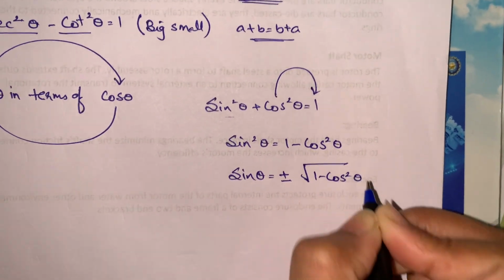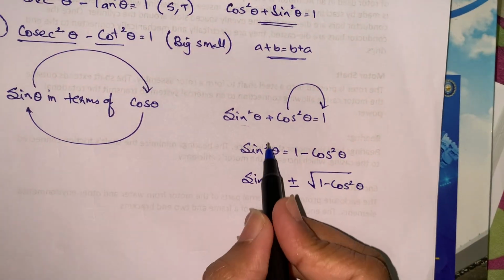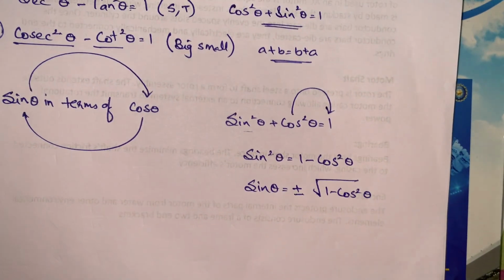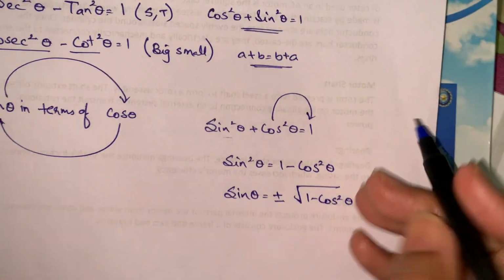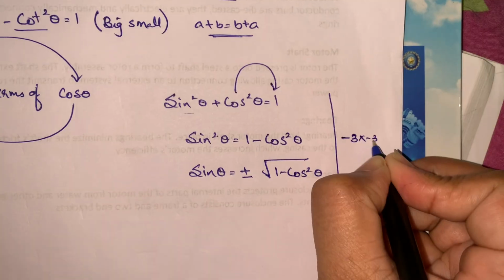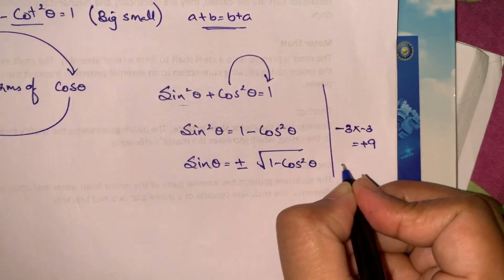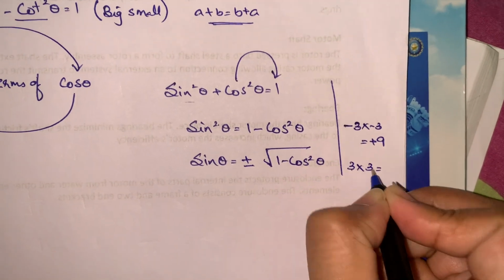You may ask, why is it plus or minus? Because when we send this root towards the other side, it becomes plus or minus. There's a logic behind it, because if I have minus 3 into minus 3, it will be minus into minus plus. 3 3s are 9. If I have 3 times 3 also, 3 3s are 9.